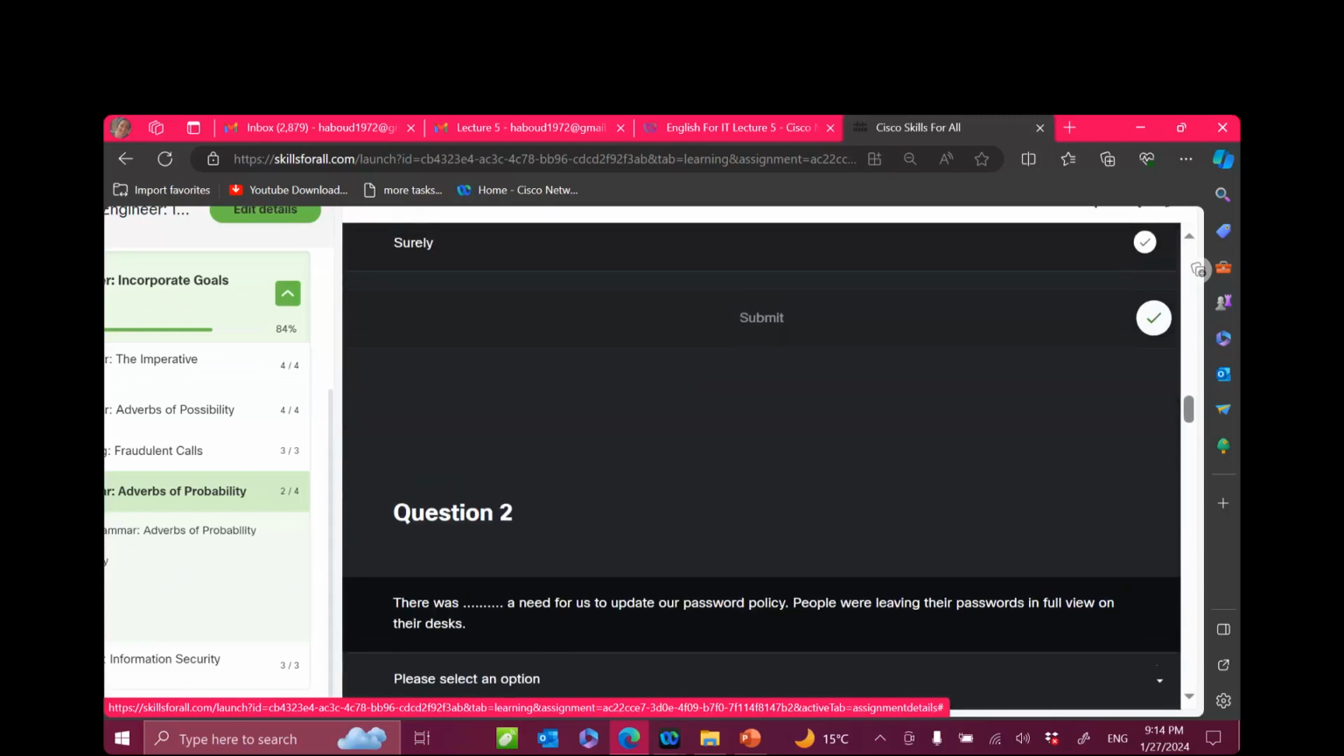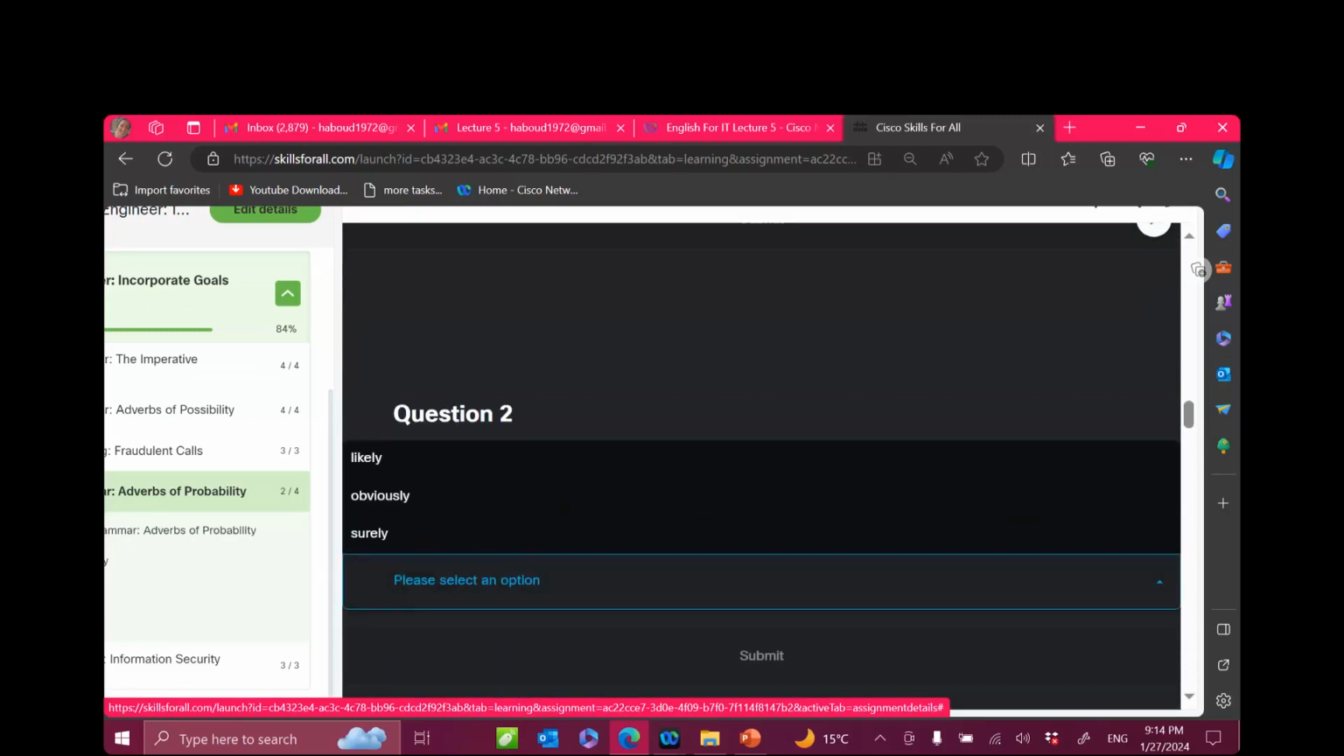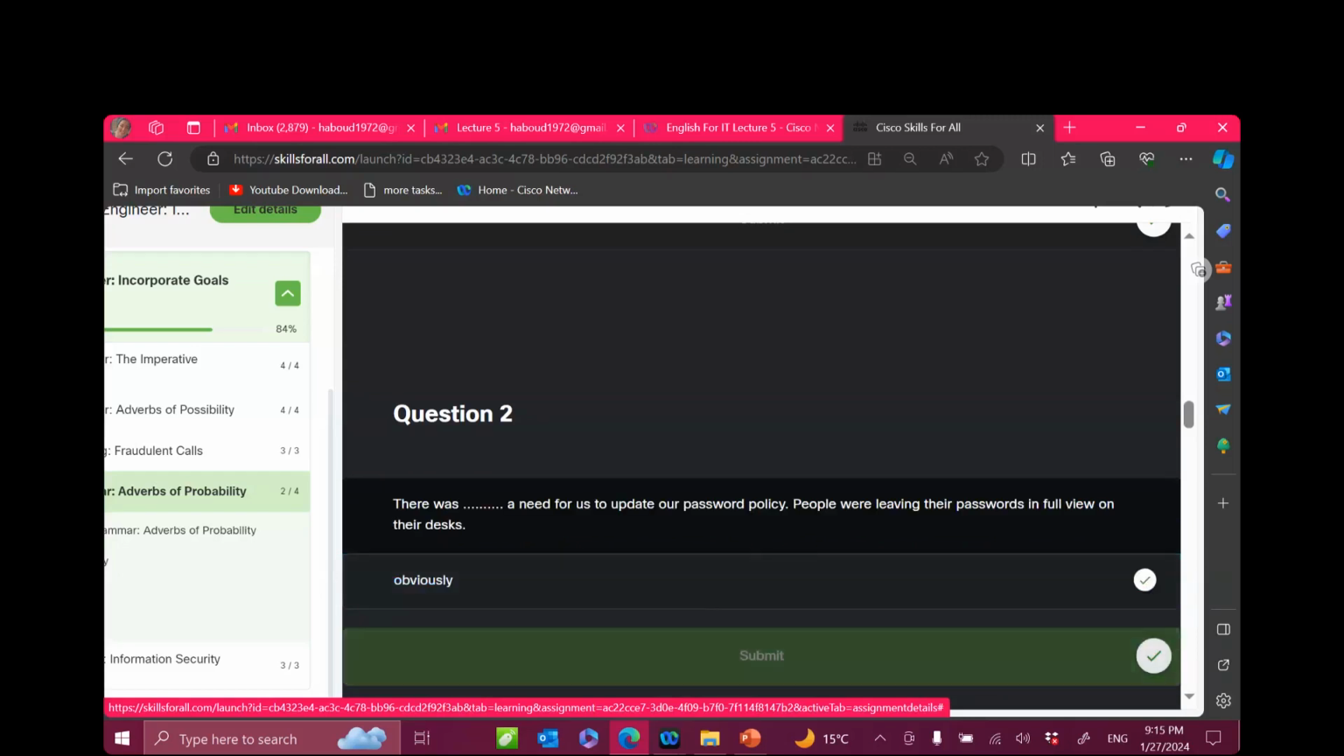Question 2. There was a need for us to update our password policy. People were leaving their passwords in full view on their desks. There was likely a need ولا obviously a need ولا surely a need. What do you think? طبعا there was obviously. طبعا جدا الموضوع واضح ان احنا محتاجين ايه. There was obviously a need for us to update our password policy. لازم نشتغل على البوليسي بتاعت الابديت بتاع الباسورد.